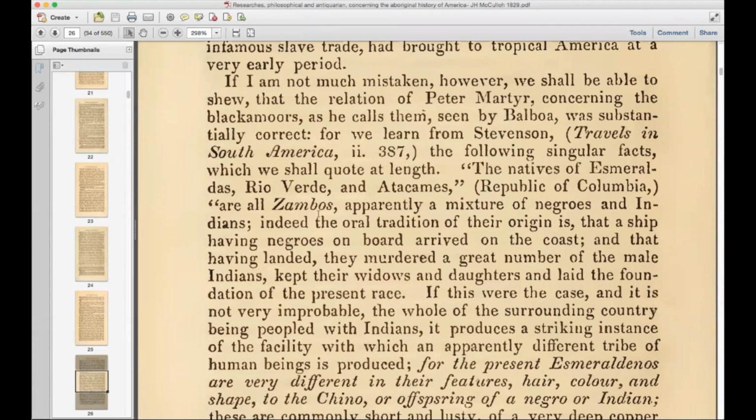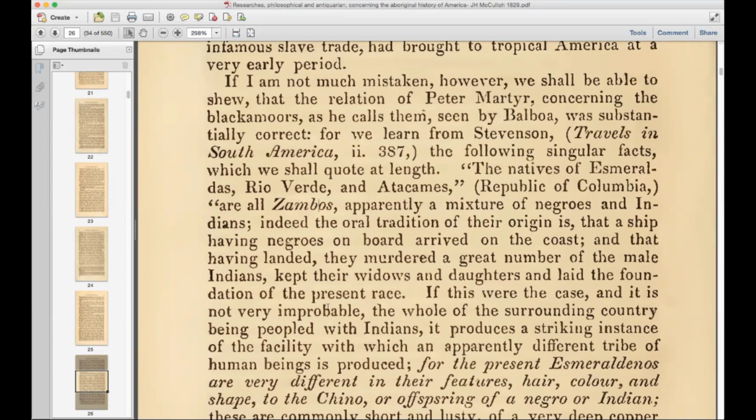All right. If I am not much mistaken, however, we shall be able to show that the relation of Peter Martyr concerning the blackamoors, as he called them, seen by Balboa, was substantially correct. So he was correct in calling them black or dark skinned. For we learn from Stevenson, Travels in South America, Volume 2, page 387, the following singular facts, which we shall quote at length. Again, we're going to quote this guy.